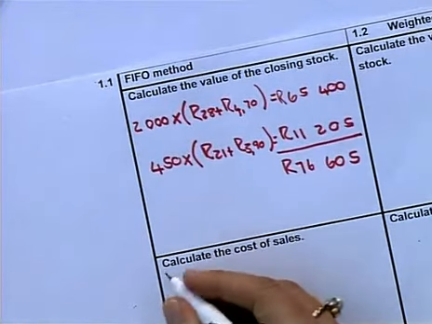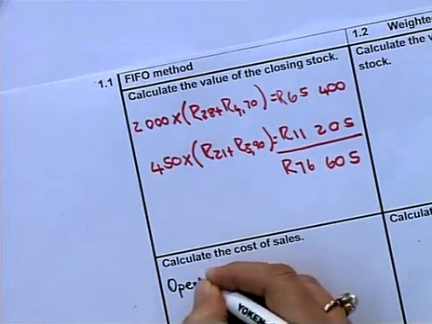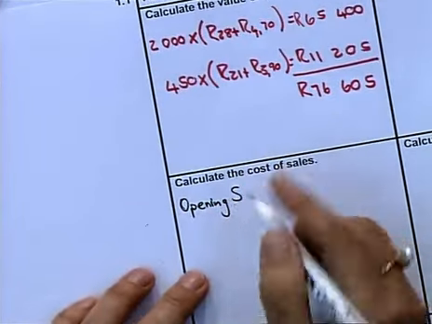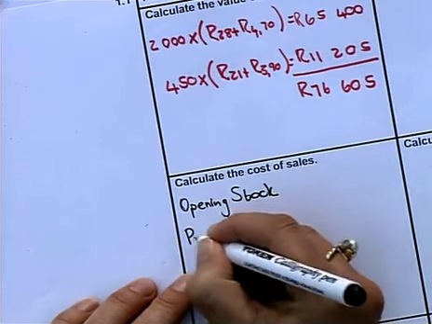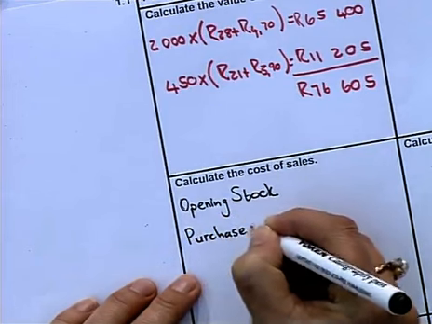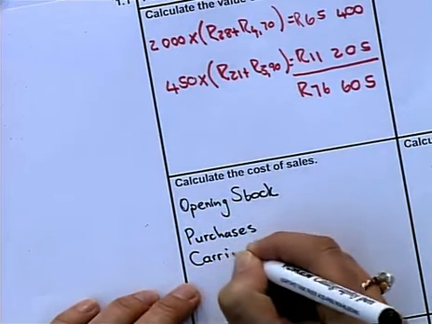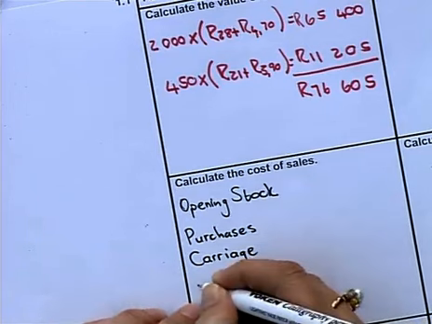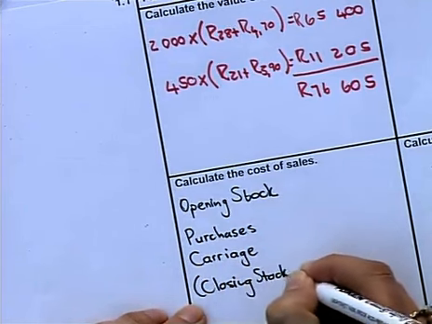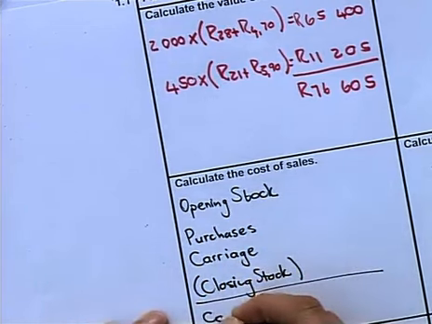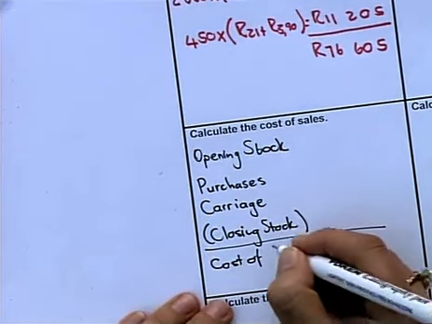Now I'm going to use that to calculate cost of sales. Let's go. I'm going to say opening stock plus purchases plus carriage on purchases minus closing stock will give me cost of sales.